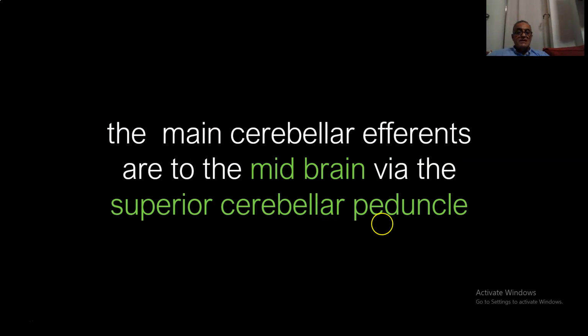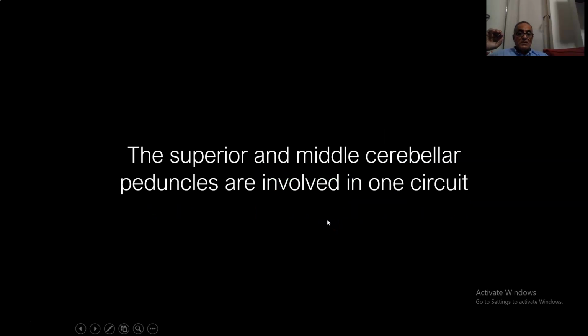And this is the main, the efferents from the cerebellum. These are the afferents. So the afferents from the medulla, the afferents from the pons, through the middle cerebellar peduncle, from the pontine nuclei, and the main cerebellar efferents are to the midbrain via the superior cerebellar peduncle. So it's not wrong if you say that afferents are coming from the inferior and middle cerebellar peduncle, and the efferent is through the superior cerebellar peduncle. The superior cerebellar peduncle is involved in one circuit.